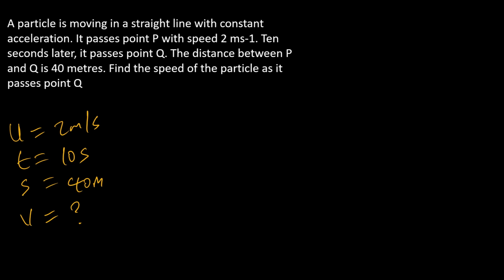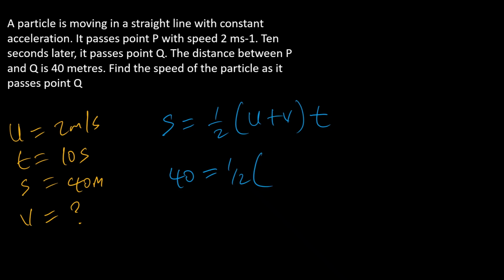The equation we are going to use is s is equal to 1/2 bracket u plus v close bracket t. Right? So now what you can do here is you can substitute in the value directly into this equation. Okay, so our s is 40, so we have 40 is equal to half open bracket u is 2 plus v close bracket, our t time is 10.